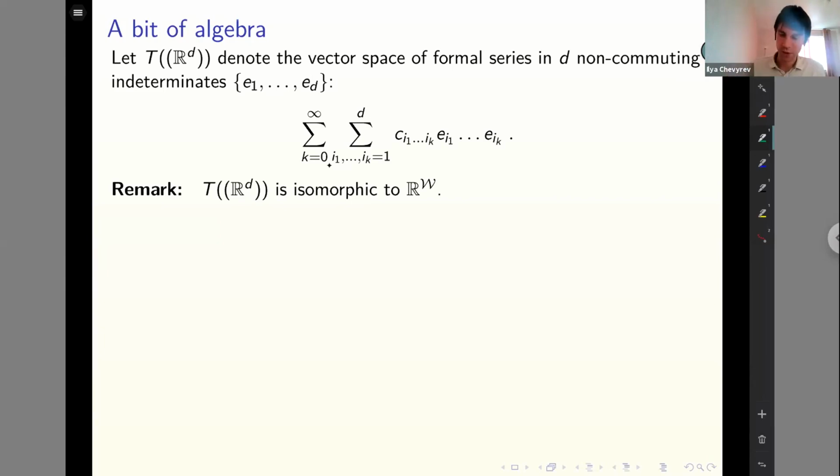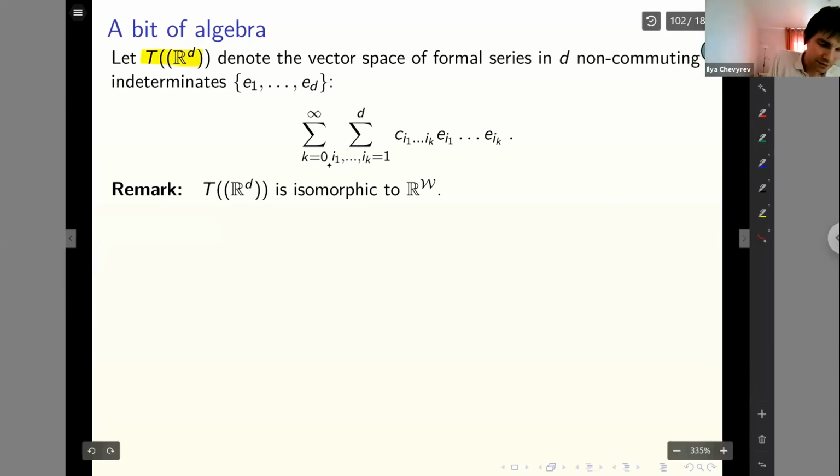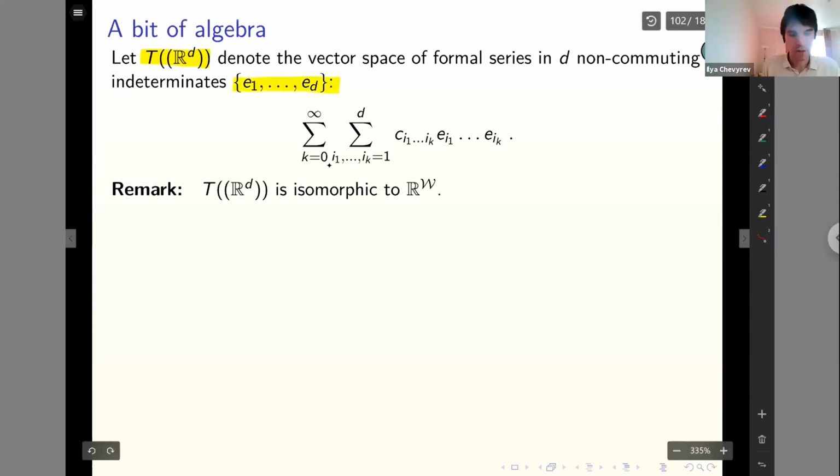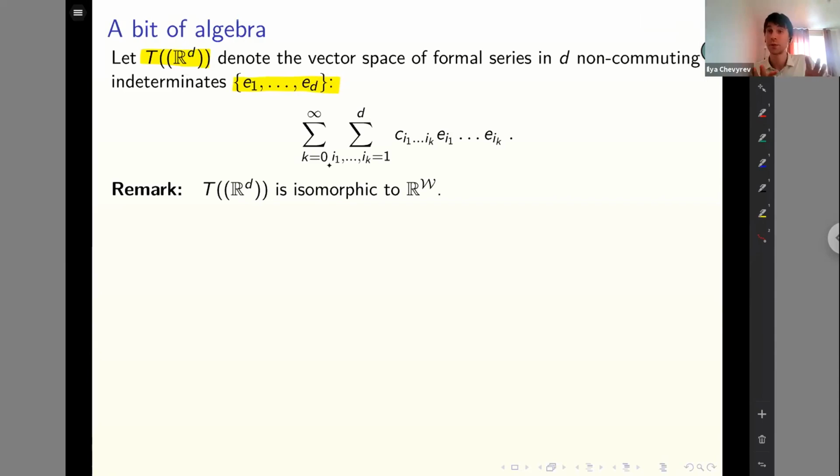So for this, I need a little bit of notation. I'm going to denote by this double bracket T((R^d)) the vector space of all formal series. And these formal series are in d non-commuting indeterminates, which I'm going to call e_1 up until e_d. So just think of these guys as generators of an algebra, and they do not commute. So e_1 times e_2 is not equal to e_2 times e_1. Sometimes this is called the space of tensor series.